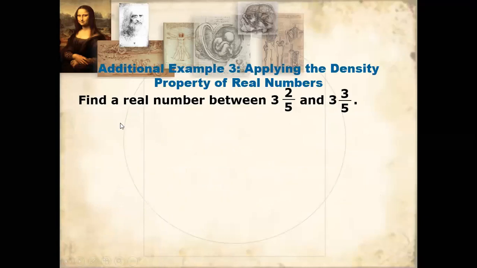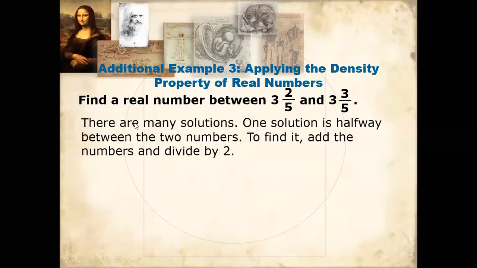Next, find a real number between 3 2 over 5 and 3 3 over 5. How can we find a real number between them? There are many solutions. He said find only one number between them. To find it, we add them together and then divide by 2.